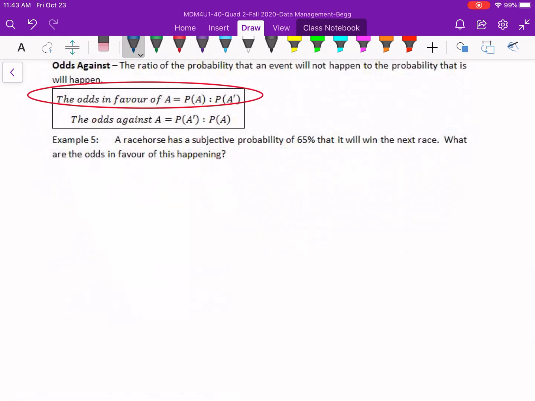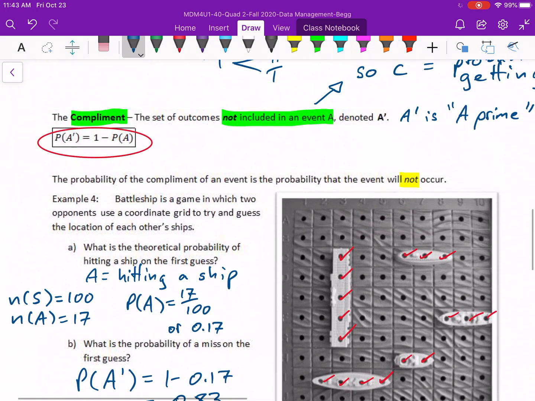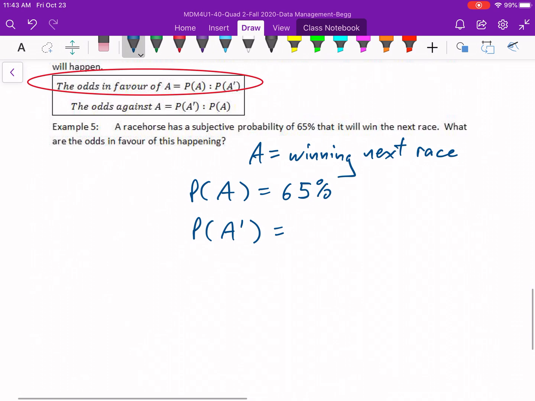A racehorse has a subjective probability of 65% that it will win the next race. What are the odds in favor of this happening? Okay, so if we say event A is the horse winning the next race, and we're told that P of A equals 65%, that means that the probability of the complement would be 35%, right? We had that formula of 1 minus the probability of A, or if I'm doing it as percents, it would be 100% minus the 65%.